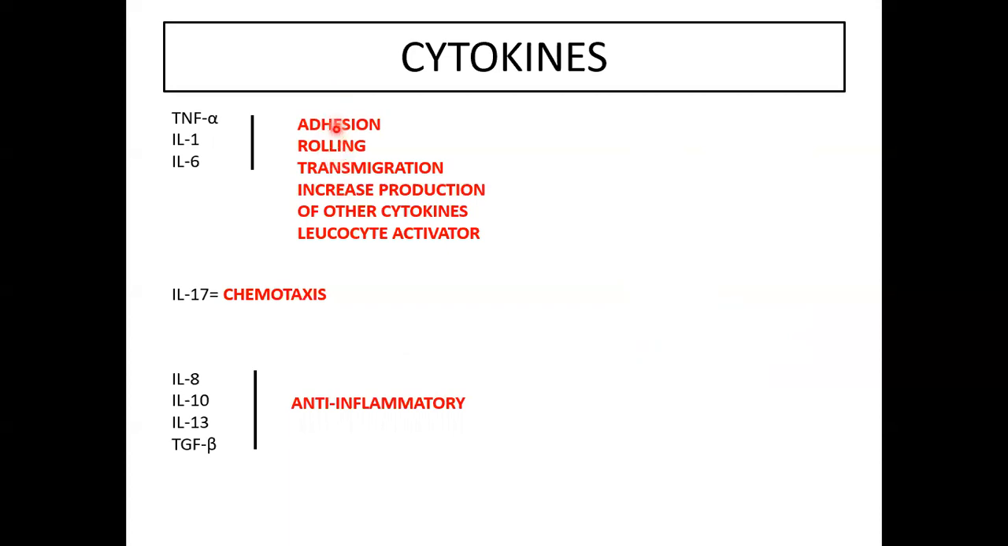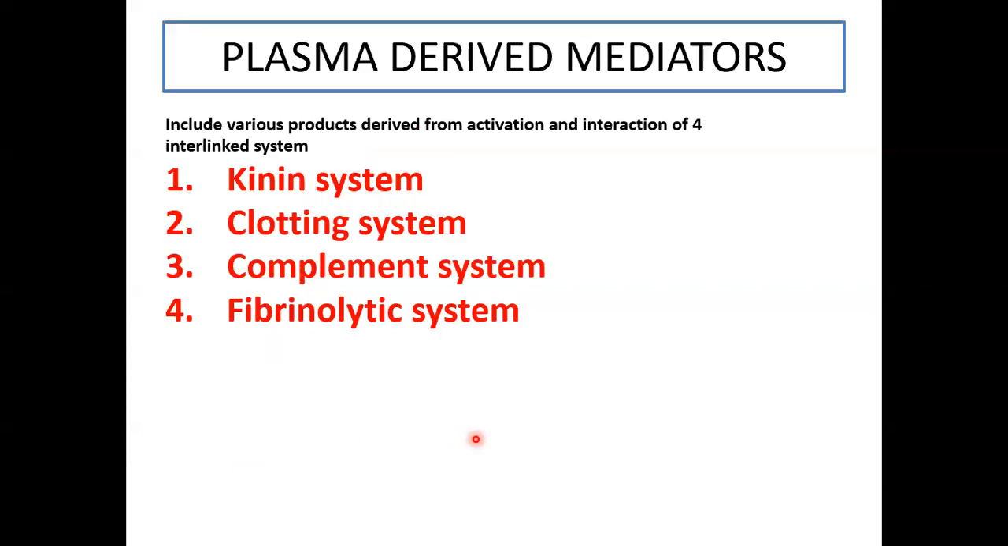Also interleukin 17 and interleukin 8, which cause chemotaxis, whereby cells move from blood vessels to the site of injury. You understand acute inflammation. These are all the cell derived chemical mediators.